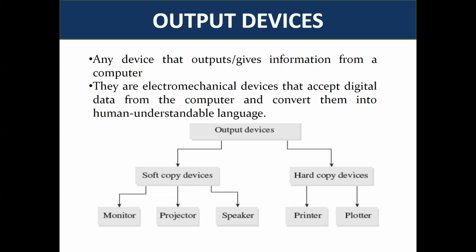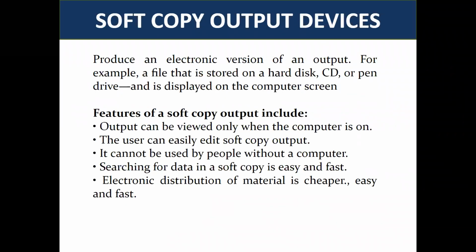They are electromechanical devices that accept digital data from the computer and convert it into human understandable language. Output devices can be classified into two categories. One is soft copy devices and the other is hard copy devices. Soft copy devices can further be divided into three categories: monitor, projector, and speaker. The hard copy devices can be classified into two categories: printer and plotter, right?